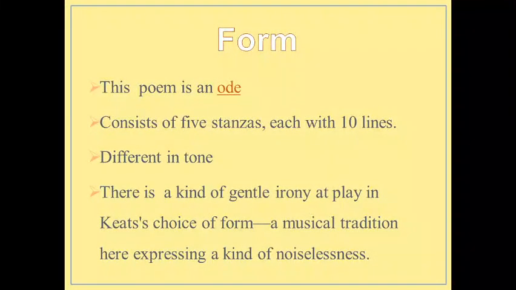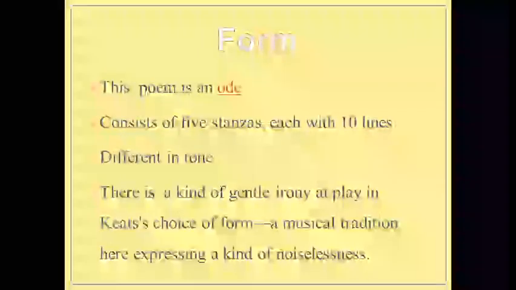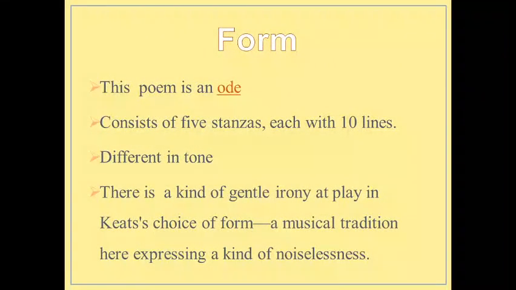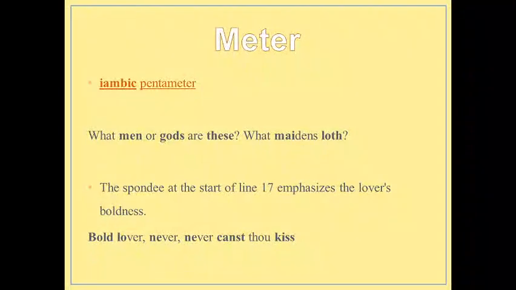And the ode form allows for a more prolonged examination of the urn and gives space to raise doubts and questions. One other point worth noting is that odes in the classical era were generally sung and accompanied by music and dance. Music features in the image of the urn, but the poem is characterized by the quietness and silence with which the urn responds to the speaker. There is therefore a kind of gentle irony at play in Keats' choice of form, a musical tradition here expressing a kind of noiselessness.